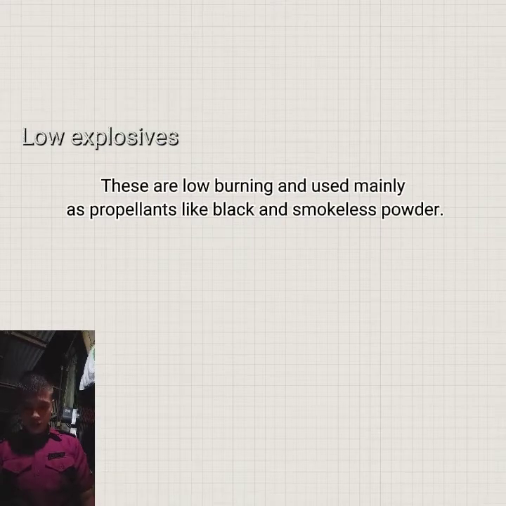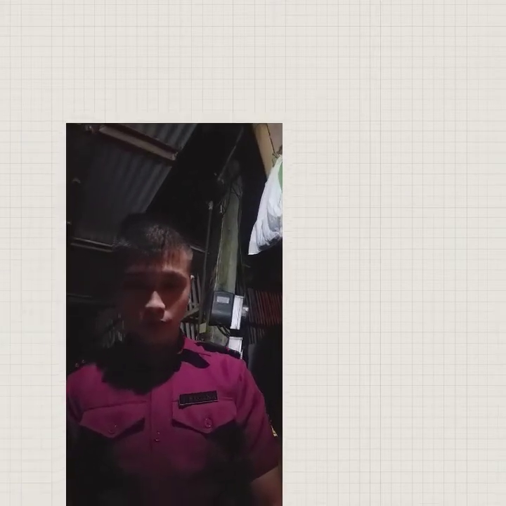Low explosives are low burning and used mainly as propellants, like black and smokeless powder. The rate of decomposition is a relatively slow process, and the wave produced is less than the speed of sound. These are used for launching rockets and projectiles from guns and missile systems. These are the things used in order for a gun to work. This is like gunpowder.